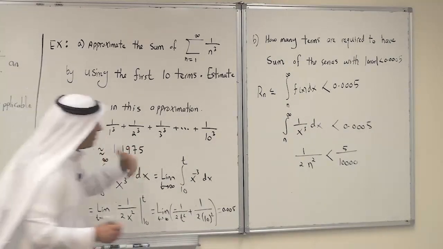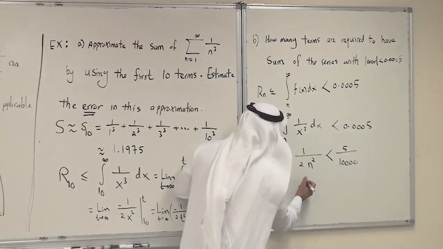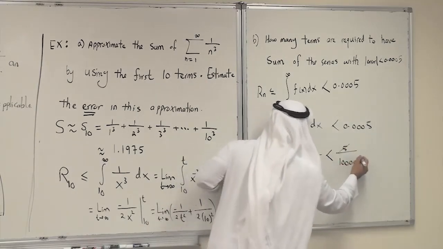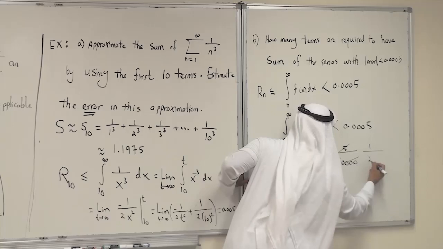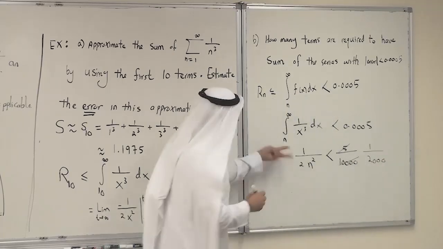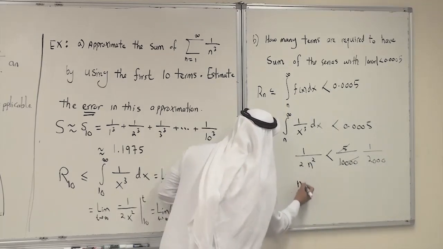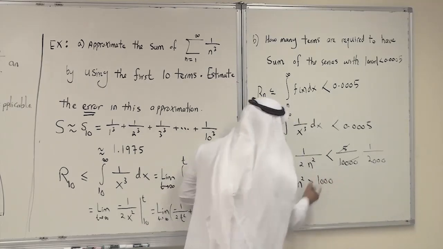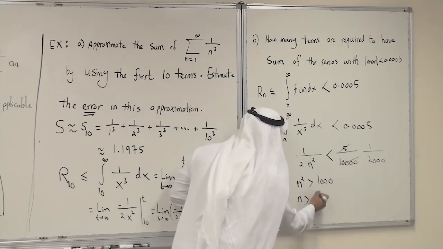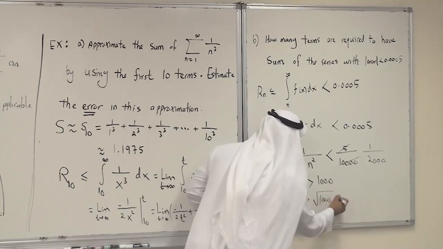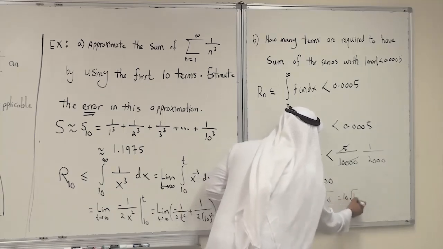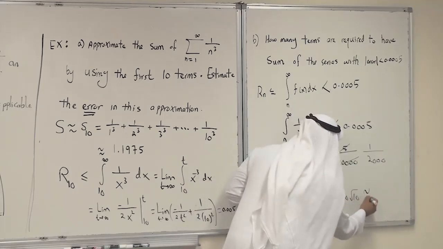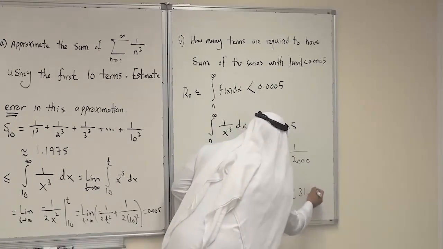N is equal to what? If we take the reciprocals, simplifying here, maybe you can have 1 over 2,000. Taking reciprocals and dividing by 2, n squared must be greater than 2,000 divided by 2, that is 1,000. So n is supposed to be greater than the square root of 1,000, which is equal to 10 radical 10. Approximately, if you find it by a calculator, it is around 31.6. This is what I found.